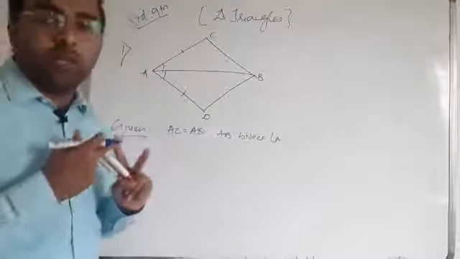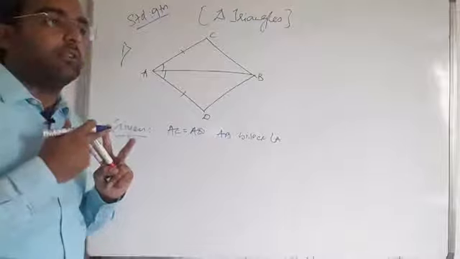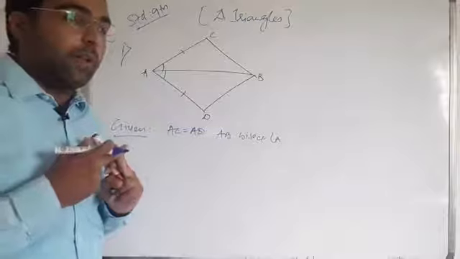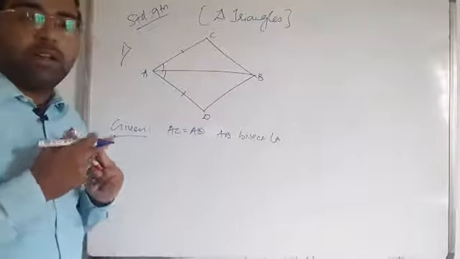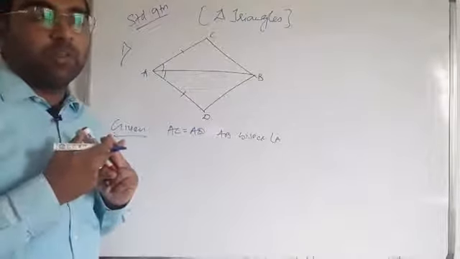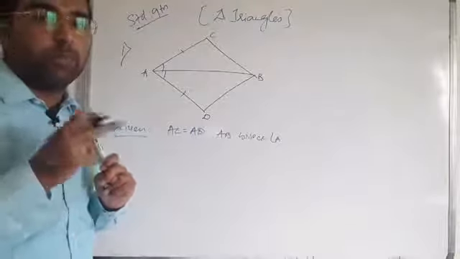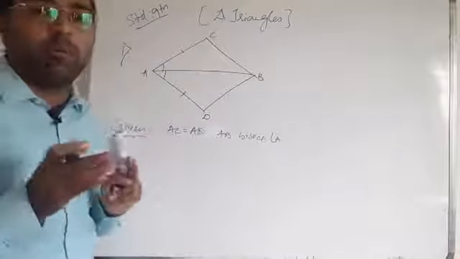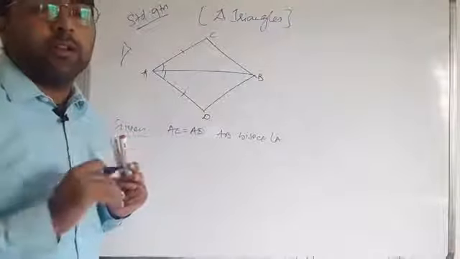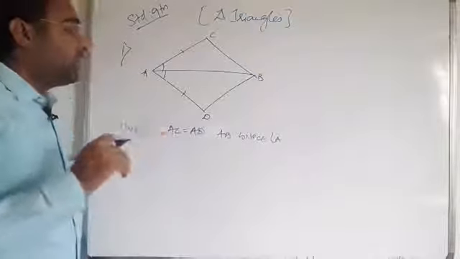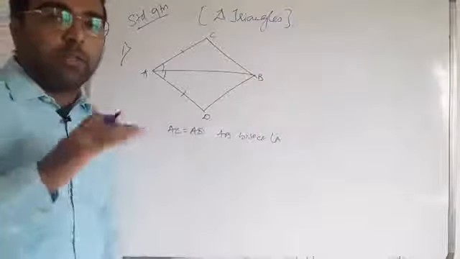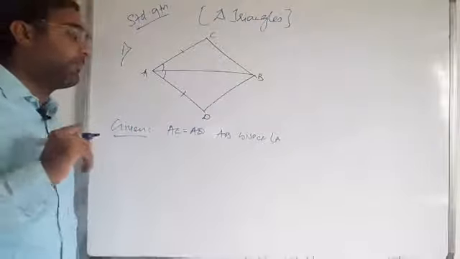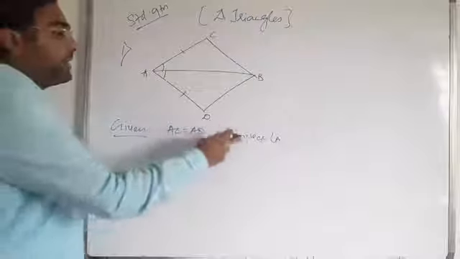Bisector is generally used for angles, that is, it divides an angle into two equal halves, and median is generally used for a line segment or line that is divided into two equal halves. So please understand that median and bisector have similar meaning, but they are used for different kinds of objects. Bisector is generally used for angles, and median is generally used for lines and line segments. So now AB bisects angle A.